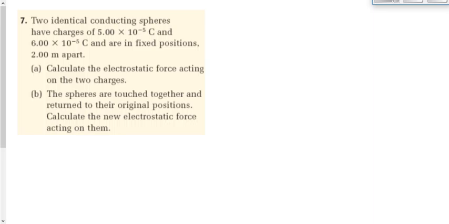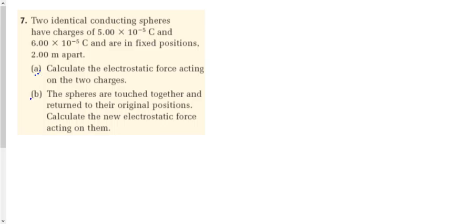The first question says, calculate the electrostatic force acting on the 2 charges. That's a really pretty straightforward one, and that wasn't the one that Silverose asked us to do, so we'll skip that one. If you have trouble with it, just F is equal to KQ1 Q2 over 2 squared, okay, and that's our answer. But B says the spheres are touched together and return to the original positions. What's the new electrostatic force on them?